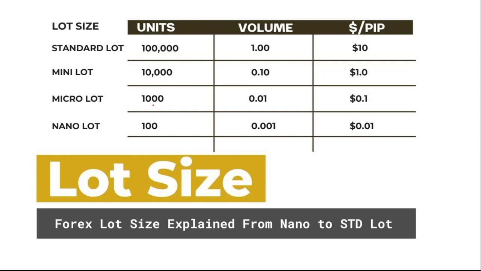For a micro lot, that's 1,000 units of the currency, per pip you are making $0.1, which means in order to make $1, there has to be a change of 10 pips. To make $2, a change of 20 pips. While in this case, in order to make that $2, you just need a 2 pip change. Here, in order to make $20, you just need a 2 pip change, right? While for these nano lots, as you can see, in order to make 0.1, you need 10 pips to go in your favor. So it's all about your account size and how you leverage your account.